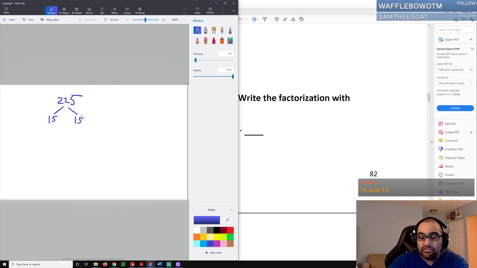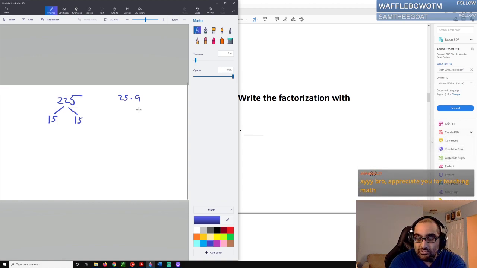Another way to break it down is you could say, well, how many quarters are in $2.25? Well, 25 cents being quarters, there are 9 quarters in $2.25. So that's how I know it's like 25 and 9 or 15 and 15. Or if you know what 5 is, then that's fine too. So there's a lot of flexibility here, by the way. It's not like you have to do it with 2 specific numbers.